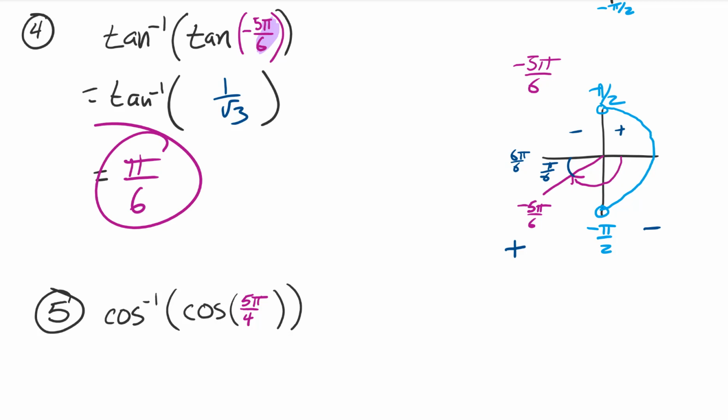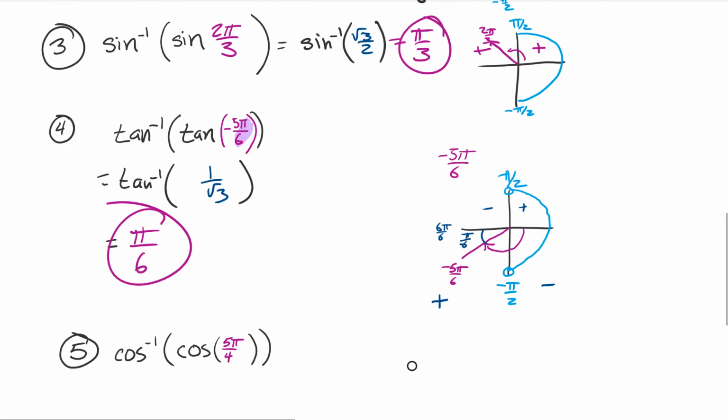Anytime you play this game with inverse tangent or sine inverse, the answer will always be either the positive or the negative of the reference angle. The answer will always be the positive or the negative of the reference angle. But that only works for the sine inverse and tangent inverse.